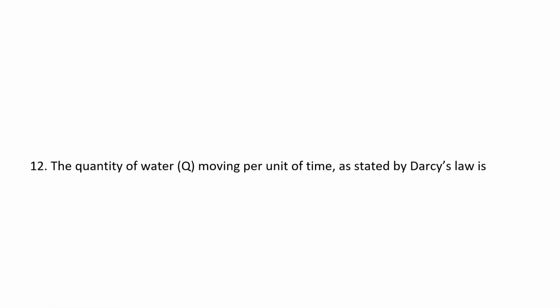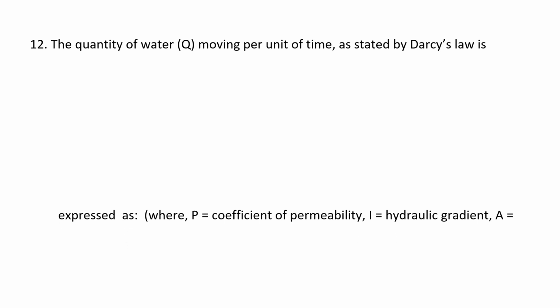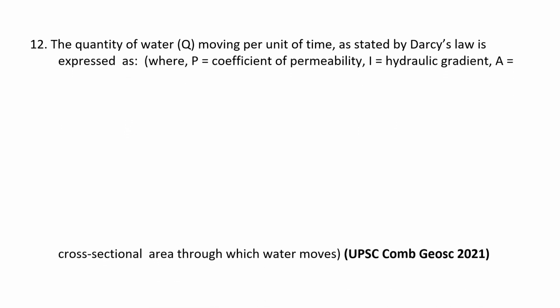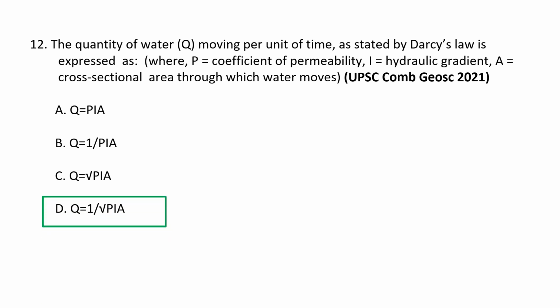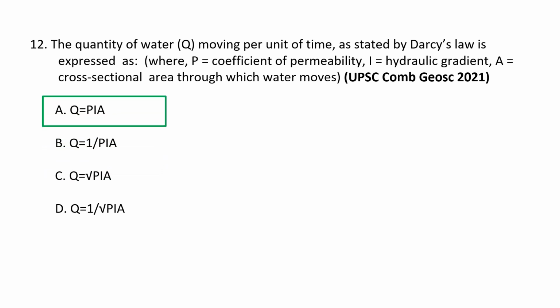Next question. The quantity of the water, that is Q, moving per unit of time as stated by Darcy's law is expressed as, P is the coefficient of permeability, I is the hydraulic gradient, and A is the cross-sectional area through which the water moves. The options are: A. Q is equal to PIA. B. Q is equal to 1 by PIA. C. Q is equal to square root of PIA. And D. Q is equal to 1 by square root of PIA. So according to Darcy's law, the quantity of the water moving per unit of time is expressed as Q is equal to PIA.